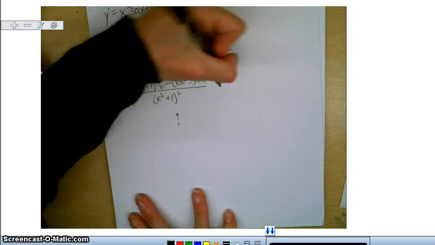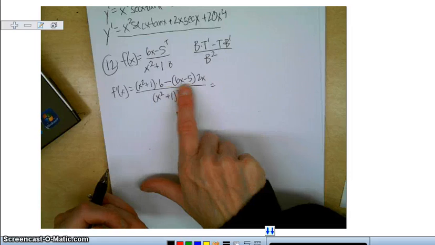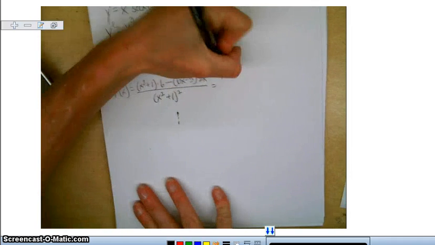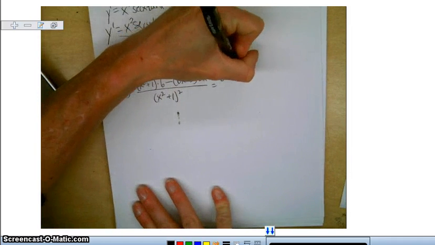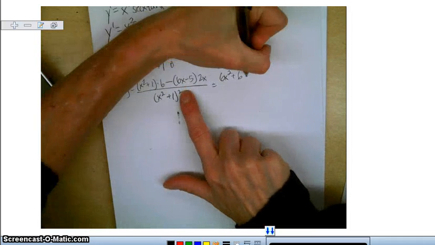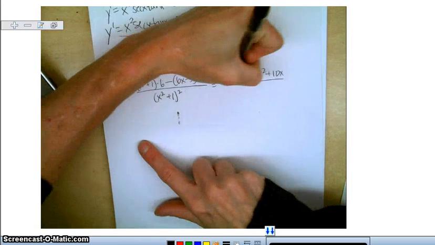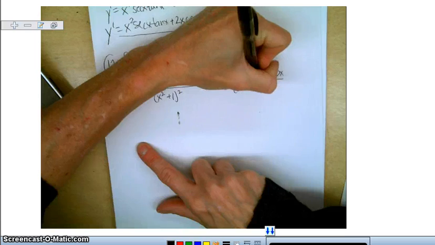Now I need to simplify the top by getting rid of the parentheses, distributing the 6 here, and the negative 2x here. So this will become 6x squared plus 6. And when I distribute negative 2x times each of these, I get negative 12x squared plus 10x. And the bottom stays exactly as it is.